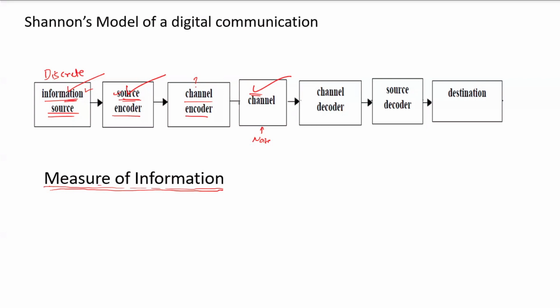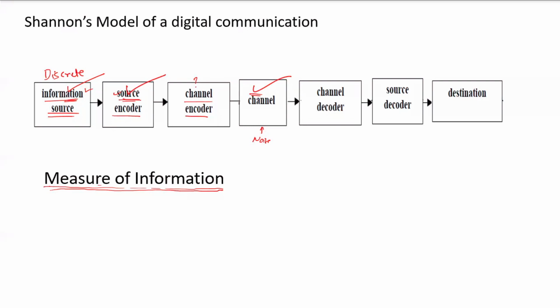An event that occurs least likely contains more information. An event that occurs more likely contains less information. And an event that surely occurs: tomorrow is a Friday, means Friday only. It cannot be anything else. You know it. There is no information. You will not gain any information from it because you are aware of it, right?